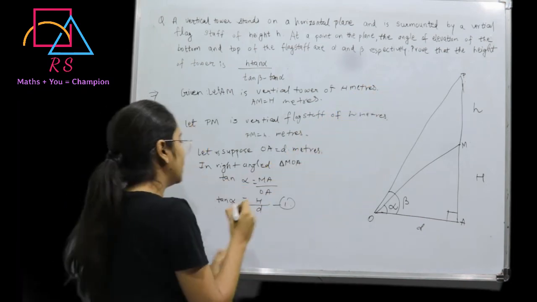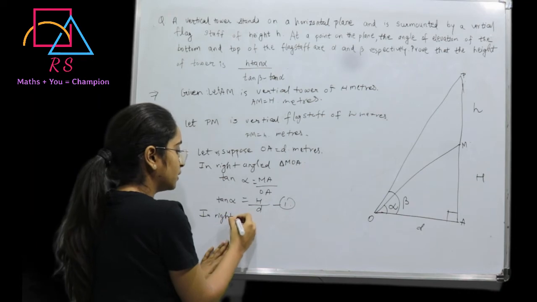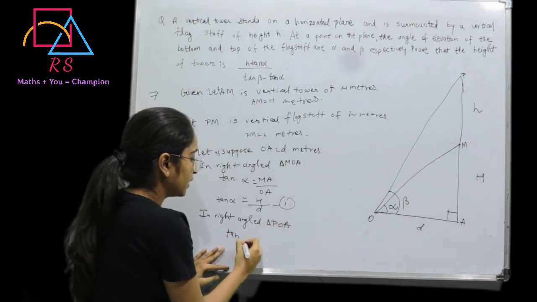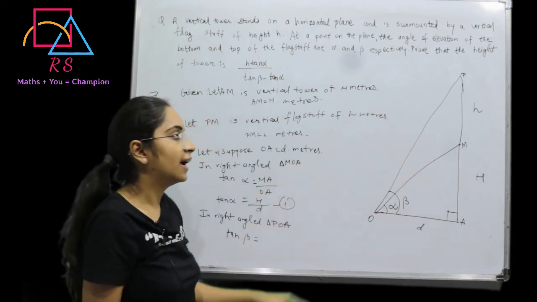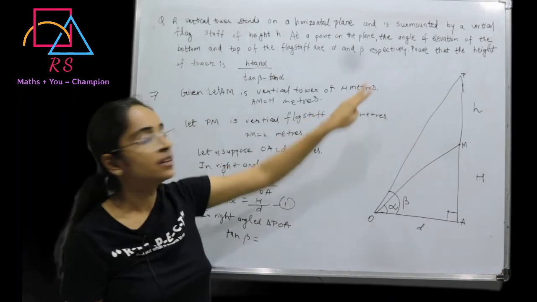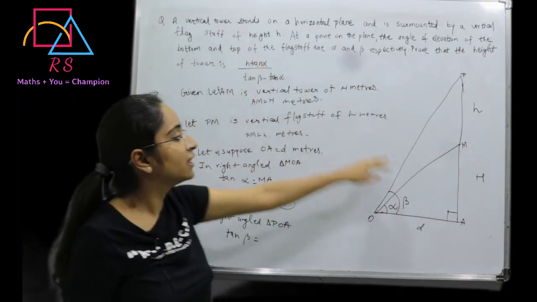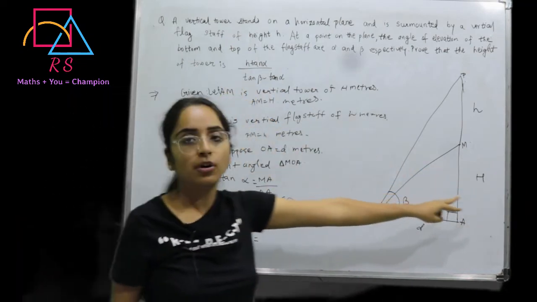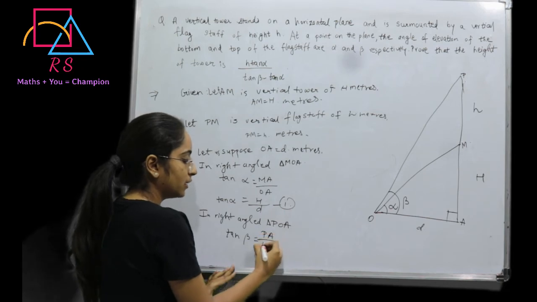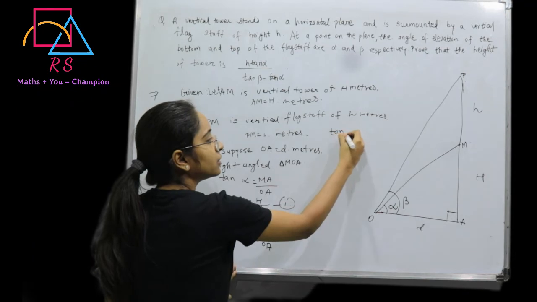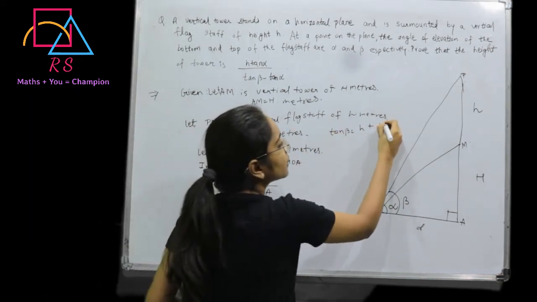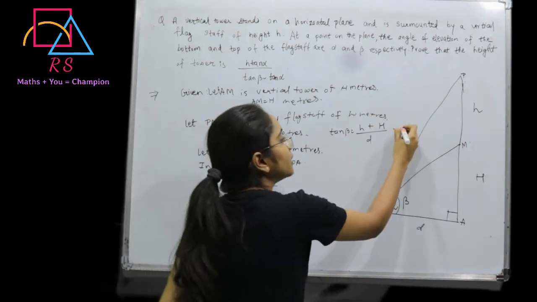Then I'll consider the triangle POA. In right angle triangle POA, tan beta I can write as opposite upon adjacent. I will derive equations which contain capital H also, so I can simultaneously solve those two equations and get the value of H, the height of the tower, which we have to prove. So tan beta is equal to PA upon OA. PA is small h plus capital H, the height of the flagstaff plus the height of the vertical tower, upon d. OA is d, which is the second equation.